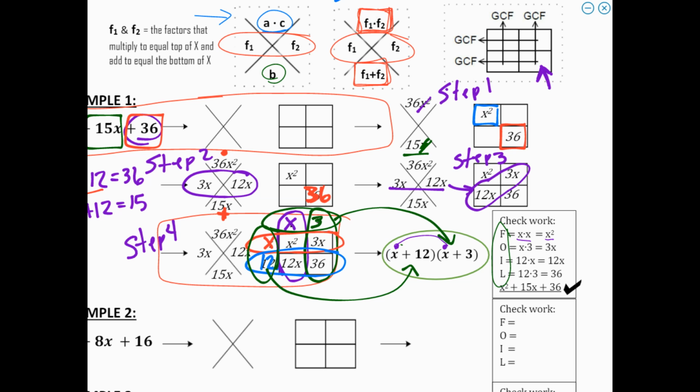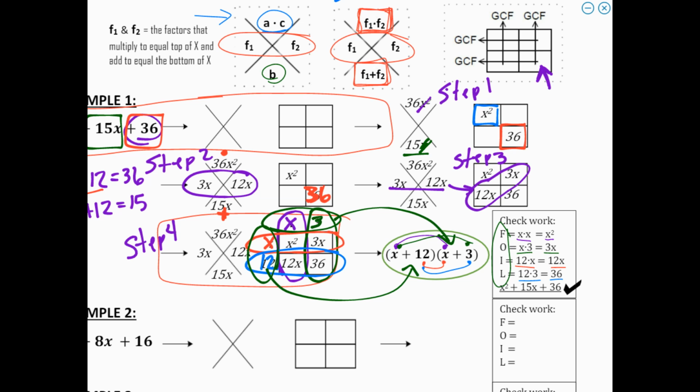Then I'm going to take my first term and my last term, because that's my outside. Okay, and do my outside, which is x times 3, which is 3x. Then my inside terms. So 12 times x is 12x. And then my last terms, which is 12 times 3, which is 36.